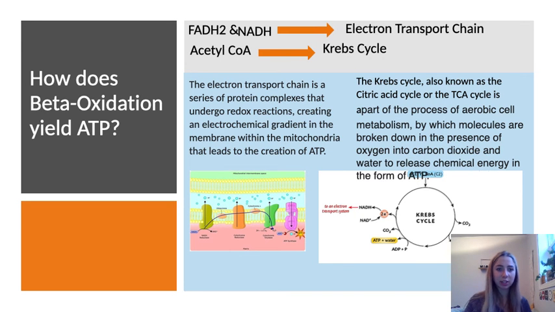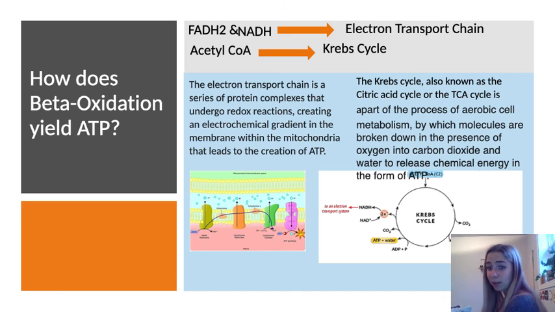So how does beta oxidation yield ATP? As I said earlier, FADH2 and NADH go onto the electron transport chain, and the acetyl-CoA is going to go onto the Krebs cycle. This is how they make ATP. So what are those things? The electron transport chain is just a series of protein complexes that undergo redox reactions, creating an electrochemical gradient in the membrane within the mitochondria. And this is what leads to the creation of ATP. I have a small diagram right below of what that electron transport chain looks like within the mitochondria.